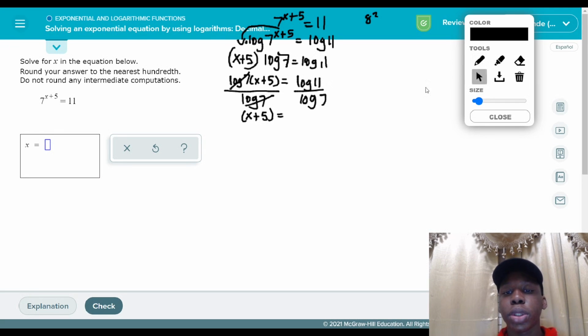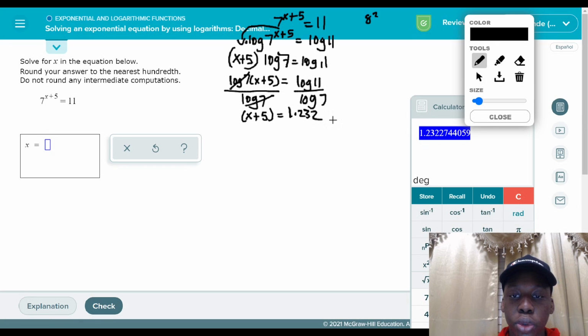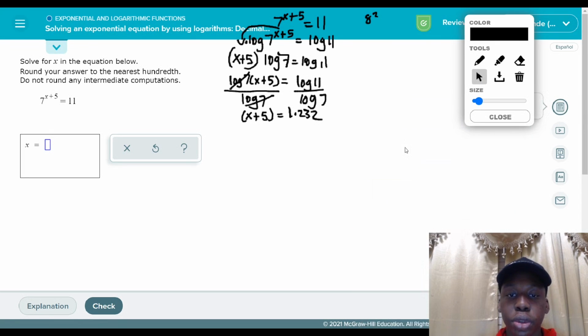When we're dealing with this kind of logarithm, we can't do that in our head, so we have to use a calculator. We ask ourselves, what is log 11 divided by log 7? That is 1.232. So we put that down: 1.232. And now we have to remove 5 from this, because I have to find x.